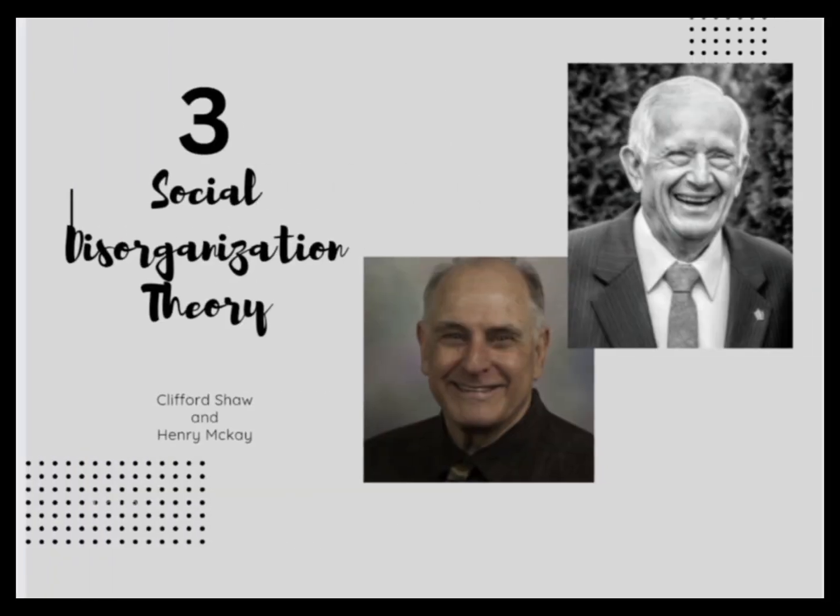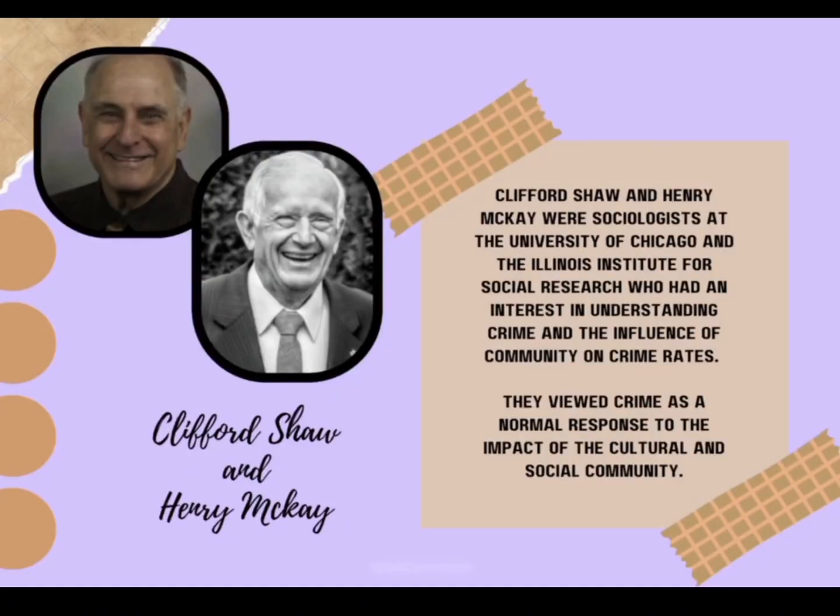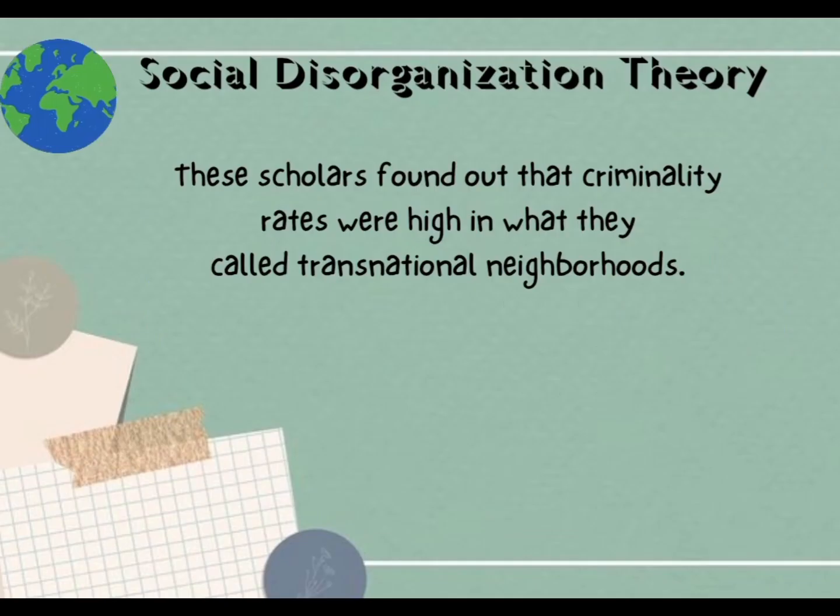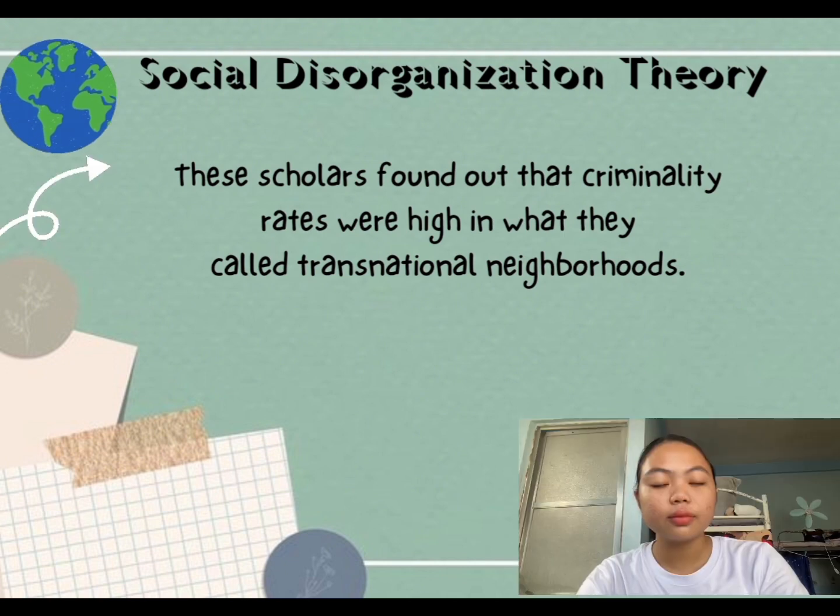Number 3, social disorganization theory of Clifford Shaw and Henry McKay. Clifford Shaw and Henry McKay were sociologists at the University of Chicago and the Illinois Institute for Social Research who had an interest in understanding crime and the influence of community on crime rates. They viewed crime as a normal response to the impact of the cultural and social community.